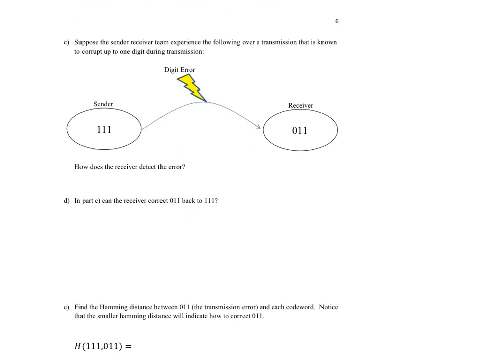Okay, let's look at a different situation. So now we're going to suppose that they experience this error again. The digit error happens again, but now only up to 1 digit can be corrupted during the transmission. So this is an assumption that they know ahead of time, just up to 1 thing can go wrong. So again, the error detection can be done as before. This is not all zeros or not all ones, so we know something went wrong.